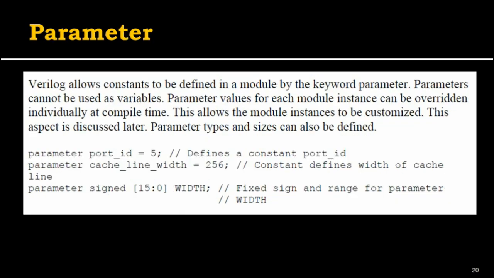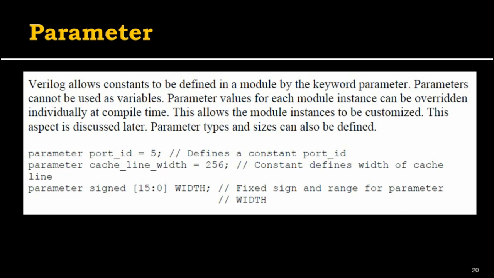Next one is parameter. The parameter is mainly used to declare constants in Verilog programming. A parameter cannot be used as a variable. Parameter values for each module instance can be overwritten individually at compile time. This allows the module instance to be customized. This aspect is discussed later. The parameter type and size can also be defined.